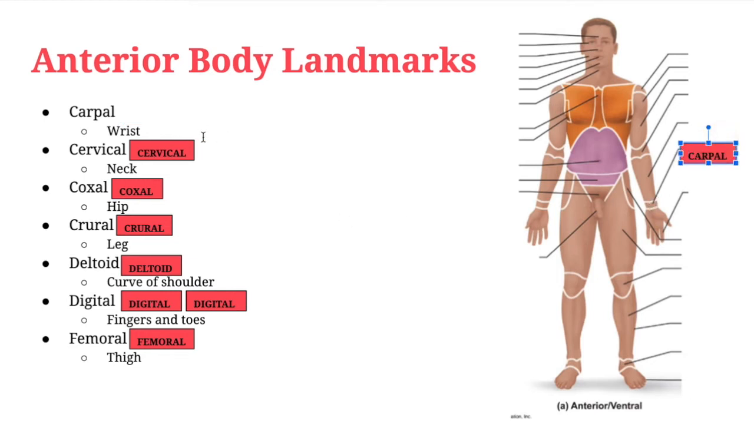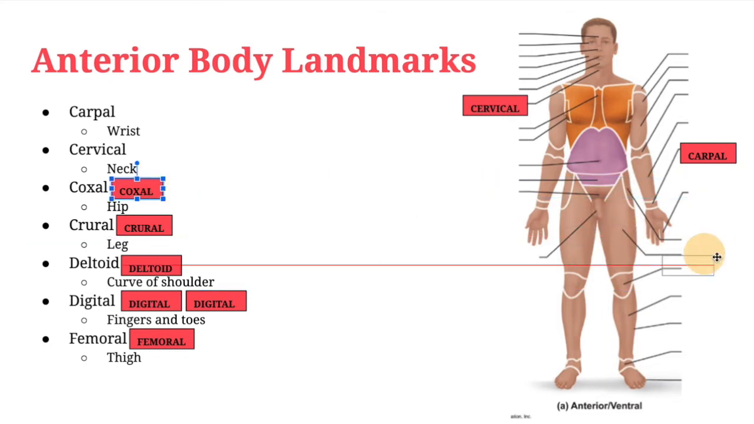Cervical is going to be the neck. If you've ever had health class and learned the different bones, your cervical vertebrae, the vertebrae that are in your neck, you have 7 of them. So that would be this line right there, pointing to the neck. Next we have coxal, which is your hip. We have right here and right here, so this line would be for coxal.